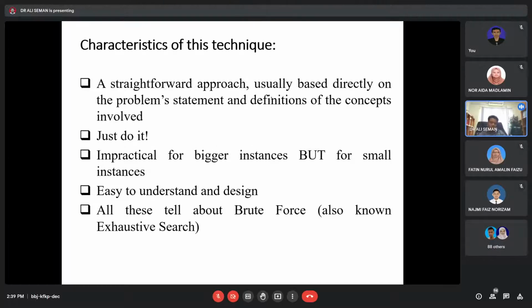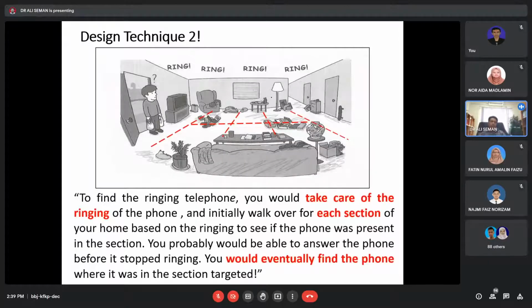Okay. Next is design technique 2, still using the same analogy. To find the ringing phone, you would listen for the ringing of the phone and initially walk over to each section of your home, based on the ringing, to see if the phone was present in the section. You probably will be able to answer the phone before it stopped ringing. You would eventually find the phone in the section targeted.